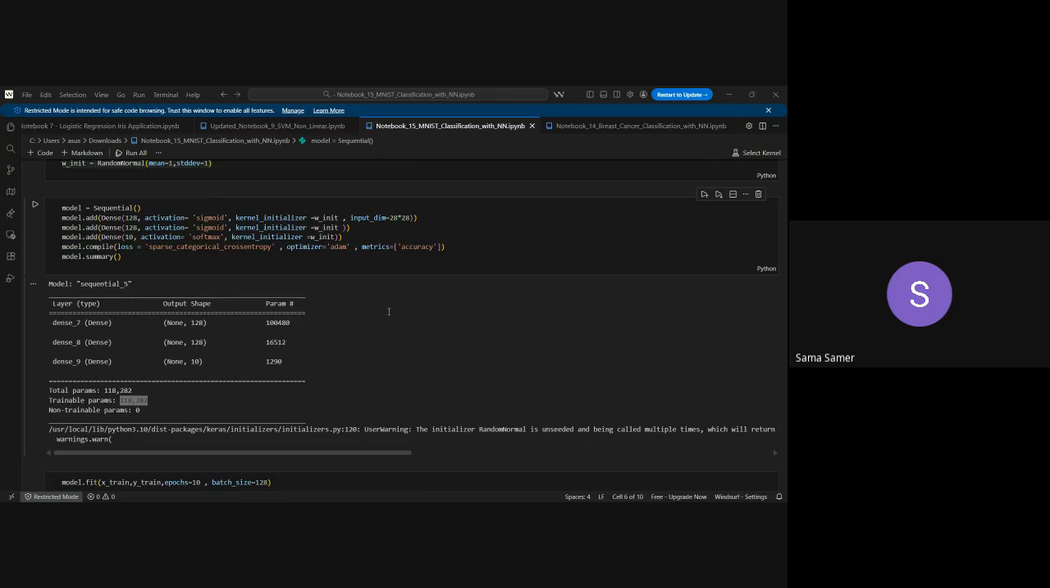Then the W underscore initializer is for the initializing. Then we have layer 2, which is again 128 neurons connected to the first hidden layer, with the same sigmoid activation function. Here, the point of softmax is to convert the output into probabilities, and all outputs sum to 1. This is why I used softmax, and the highest probability is the predicted class.